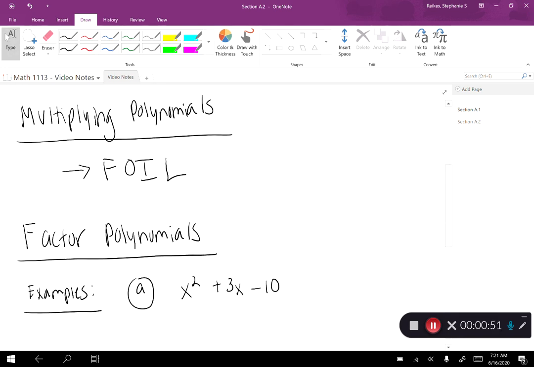Multiplying polynomials. When you multiply, you multiply each term of one polynomial by every term of the other polynomial and then combine like terms. One possible technique of multiplying is the FOIL method. This works when you have a binomial times a binomial, or something that each has two terms. Again, FOIL represents first, outside, inside, and then last when multiplying.